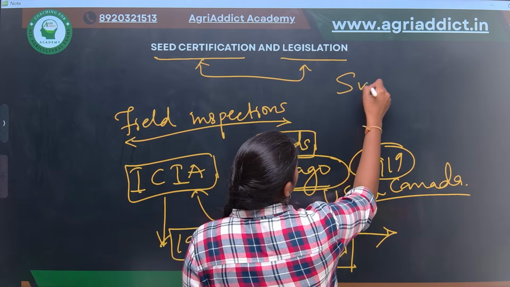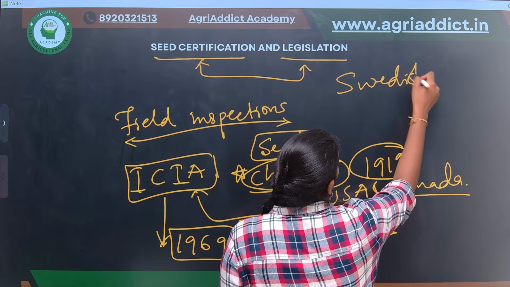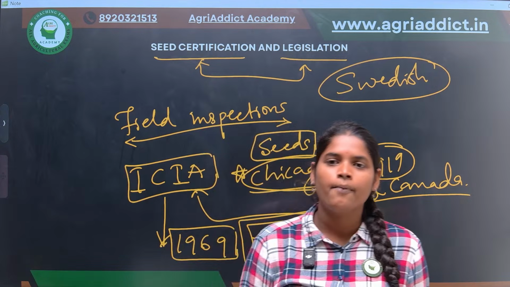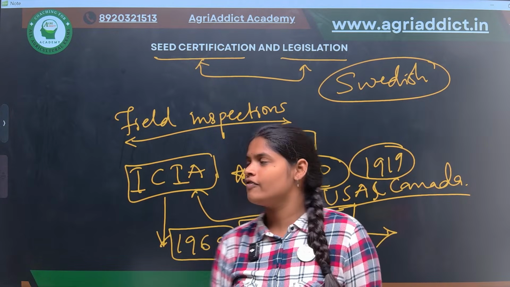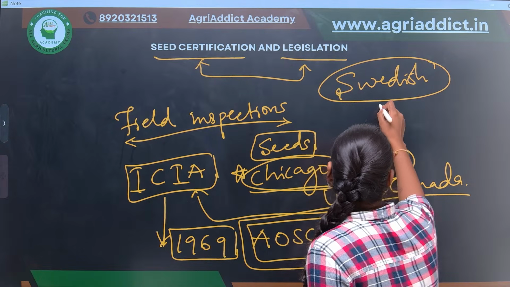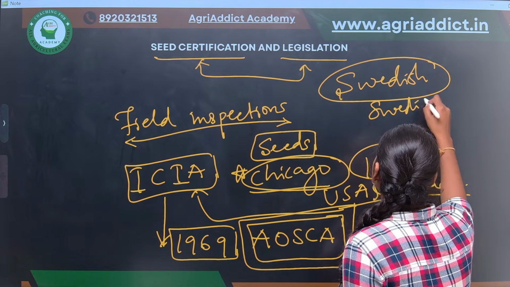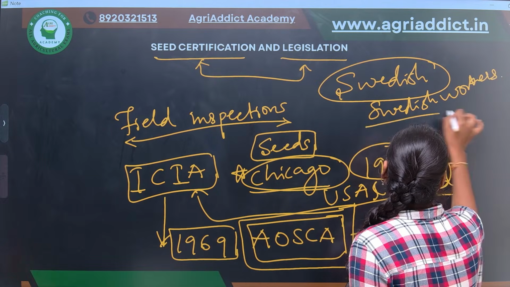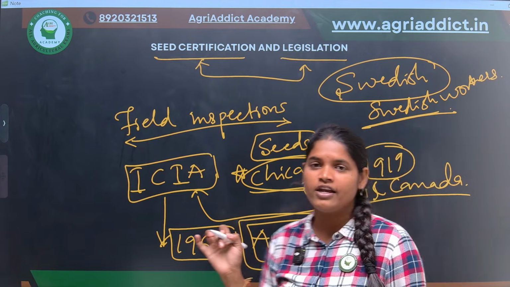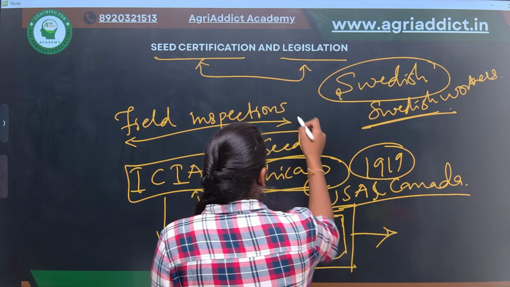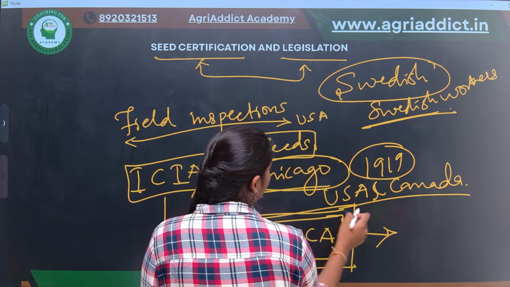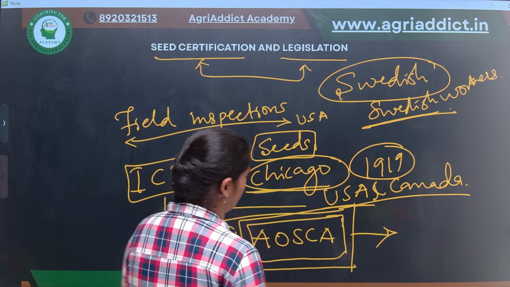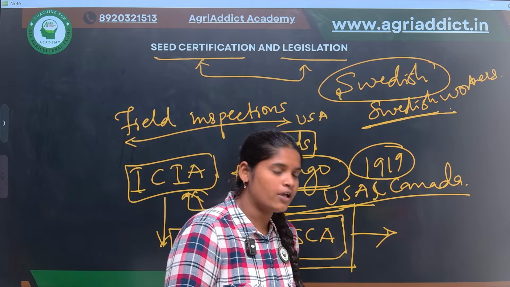As of now, we don't have any proper record of where exactly seed certification originated, but all the contribution will go to the Swedish. They have done so much work. They are the pioneers of seed certification. Just remember this: Swedish workers. And officially, the US and Canada started with a meeting of ICIA at Chicago. This is the background story of seed certification.